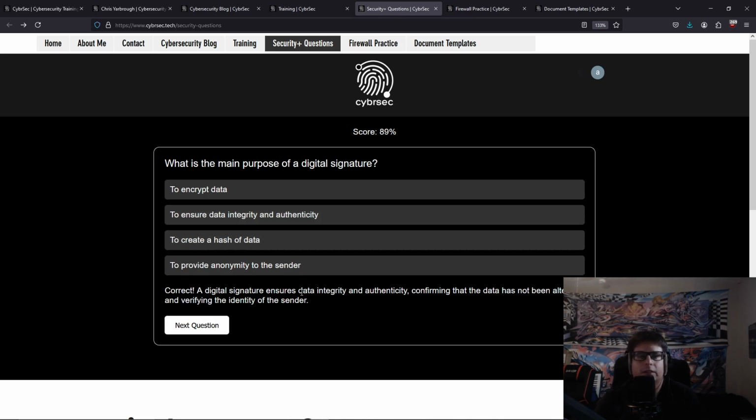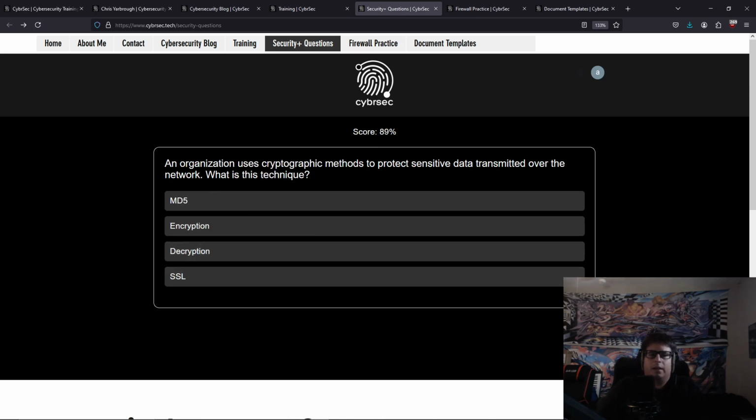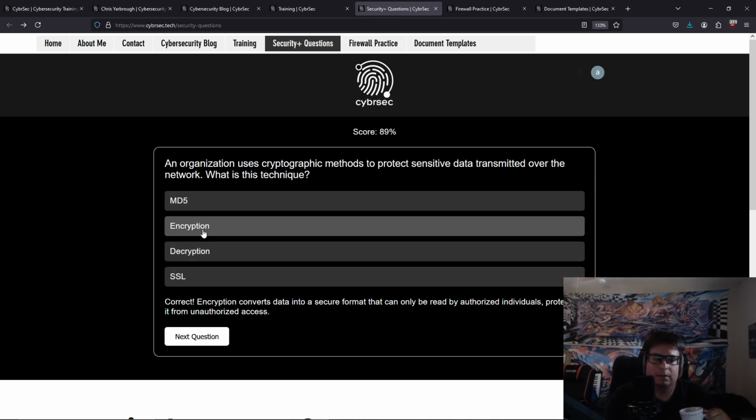Authenticity would be the signature, correct. An organization uses cryptography methods to protect sensitive data transmitted over the network. What is this technique? Cryptographic methods. Encryption. Yeah.